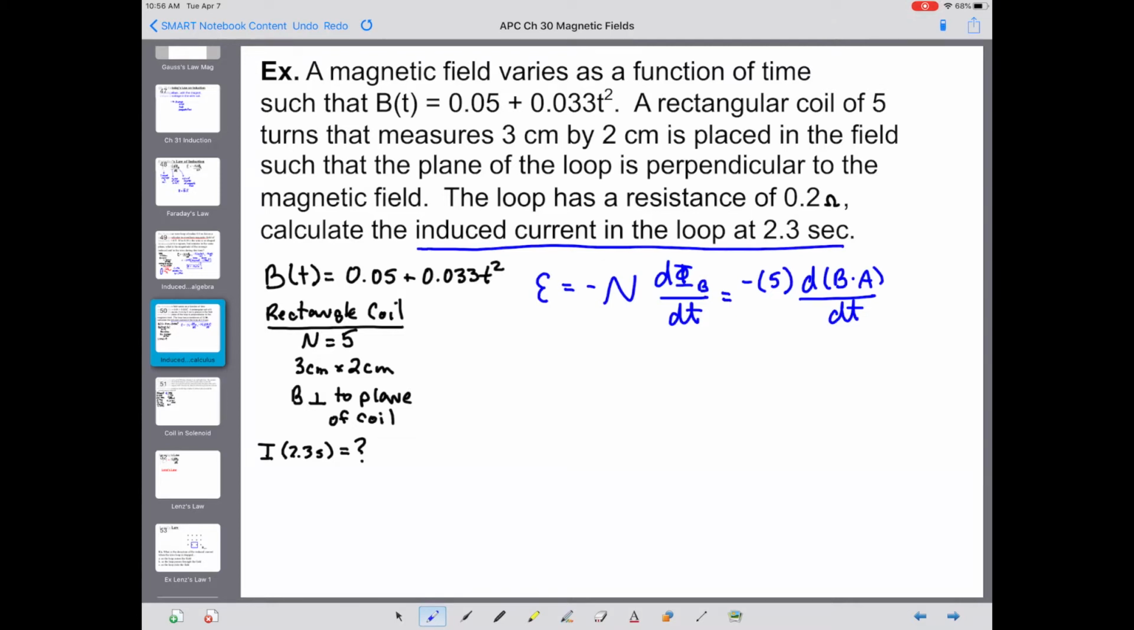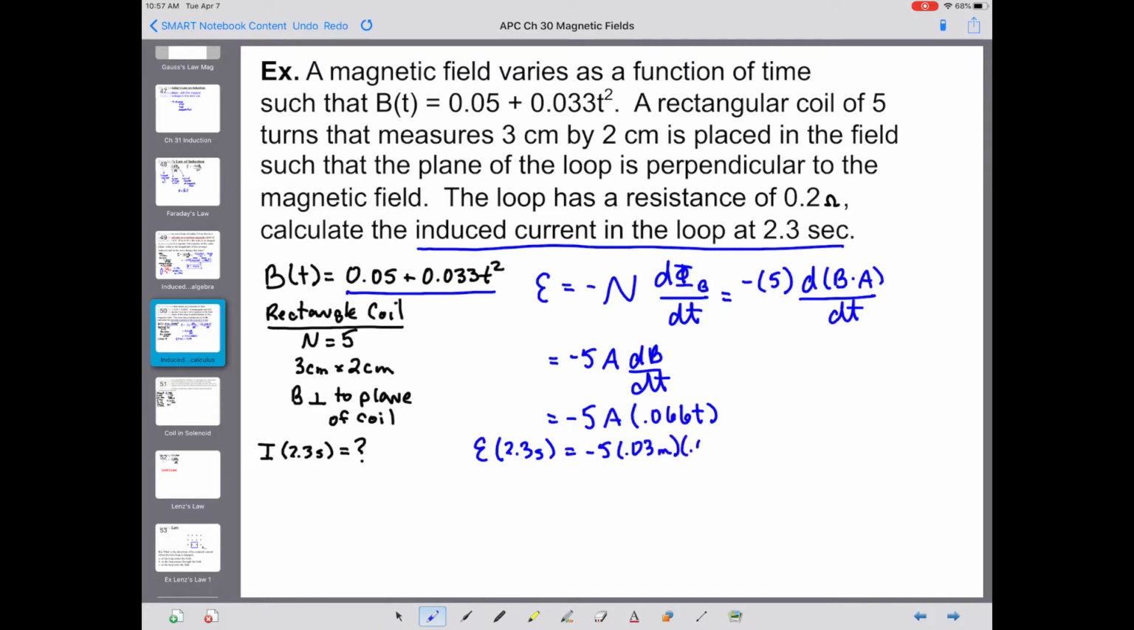If we think about what's changing, the area is constant, but the field is changing. So I can pull that area out. So I'm going to get negative 5 times the area dB/dt. So that's going to be negative 5 times the area. The derivative of our field equation, that's going to give us 0.066 T. And so now we want to evaluate and find the induced EMF at 2.3 seconds.